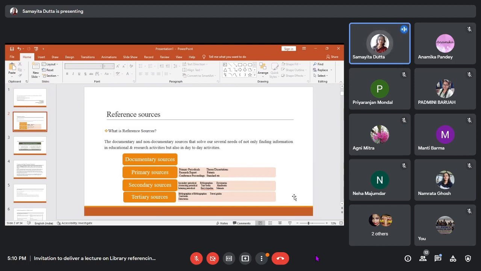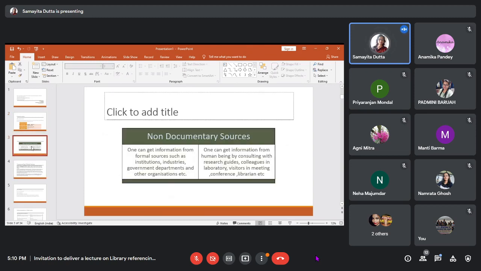Then the tertiary sources, which list secondary sources. This is one type of reference source: the bibliography, sub-bibliographies, yearbooks, directories, travel guides. This can help you for any type of academic activities. And after that, the non-documentary sources.